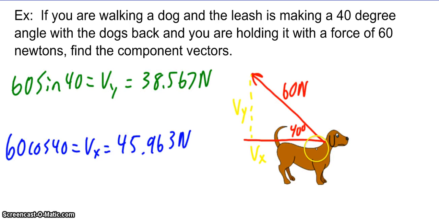Okay, so I have my dog, and the leash is hooked to the dog. This is a great picture. The leash looks like it's just stapled into the back of the dog's neck. Don't worry, no animals were harmed in the making of this problem. So I have a 60 newton force here at a 40-degree angle, so V sub x is this, and V sub y is this. Then I can do 60 sine 40 is V sub y, so that's 38.567 newtons. 60 cosine 40 is V sub x, which is 45.963 newtons. Let's try a little more challenging problem.